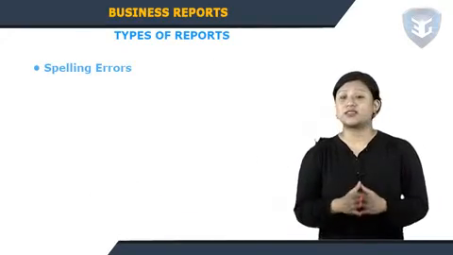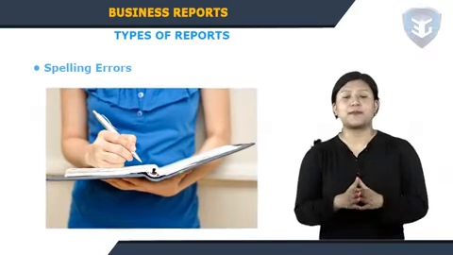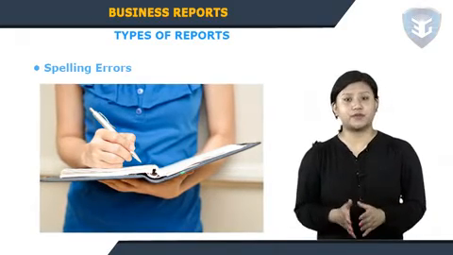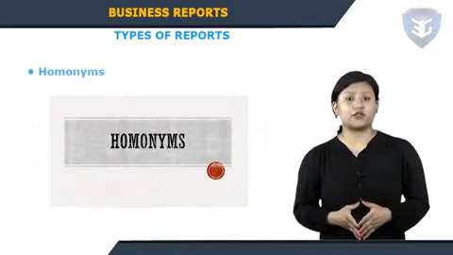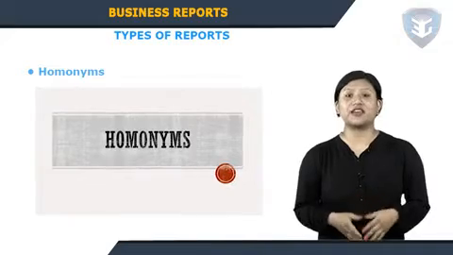Spelling errors. This is a common mistake that students make. In academic report writing, it is important that you proofread your paper and be sure that it is free from spelling errors. Homonyms. This is another thing that you should watch out for in academic report writing because your sentence might convey another meaning.